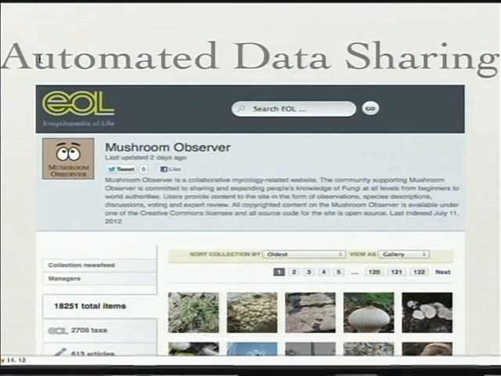So one of the other things that was really important in Mushroom Observer was data sharing. For me, and this was one part of what got me involved in the Encyclopedia of Life, trying to take the content that's provided there, separate off the chaff, get the good stuff, share it with the world, and share it in an automated, repeatable way. So Mushroom Observer right now has, as you can see, 18,000 items in the Encyclopedia of Life. This is the other project I'm working on.